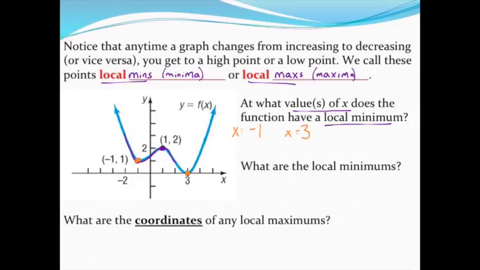They may also ask you a slightly different question, they may ask you specifically what are the local minimums or maximums. In other words, what's the y value? What is the actual low point this graph gets to? And so there are two low points to this graph. This first one on the left, the low point's actually 1. This point, the low point is 0. So when they ask just for the minimums, they really just want the y values. And then just to make it even a little more confusing, they could also just say what are the coordinates, the x and y values.